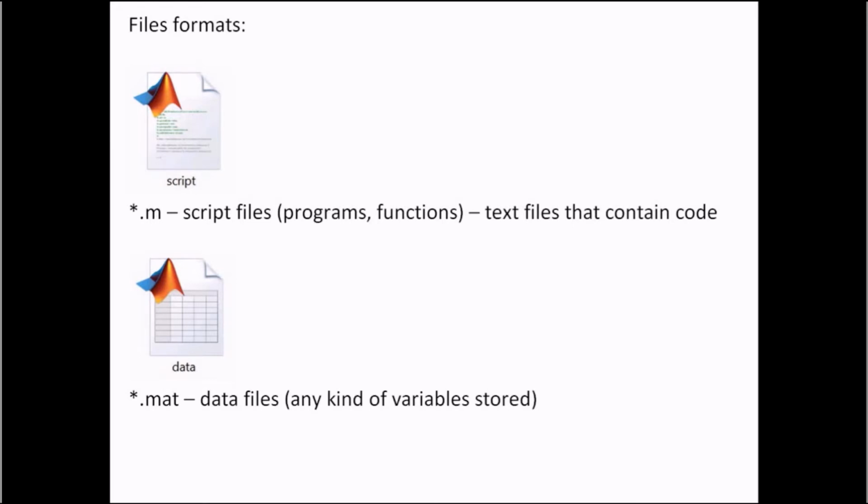There are two major categories of files created and used by MATLAB or GNU Octave. Again, here you can equivalently use either one or the other. Those files which end with .m are script files or function files. This is where you save your code. So it is just a text file where all the commands, all the lines of your code are stored. And if you run it, MATLAB will execute those lines one by one from top to bottom.